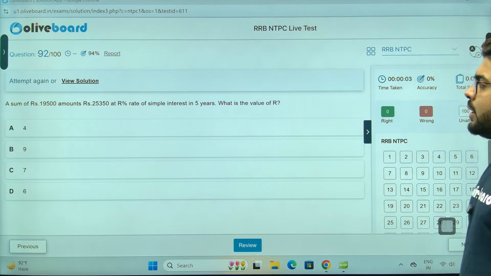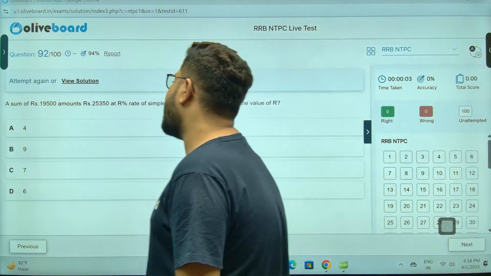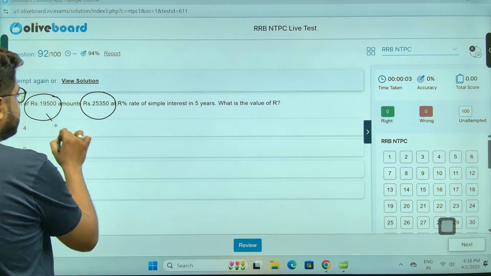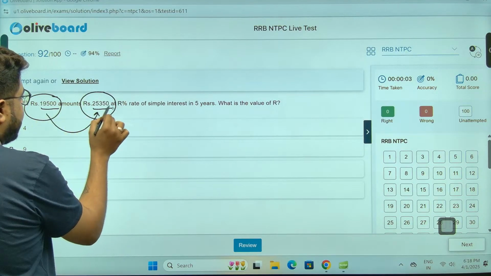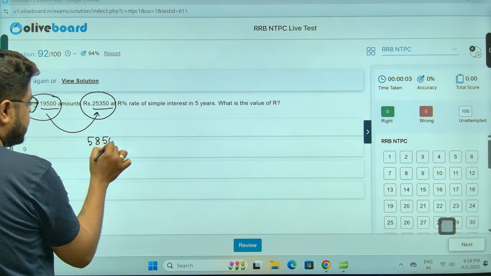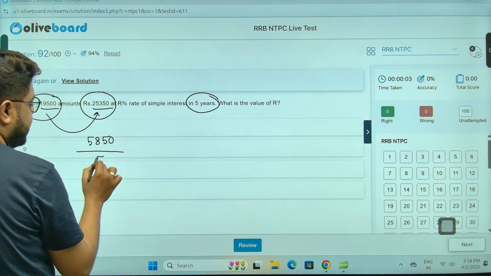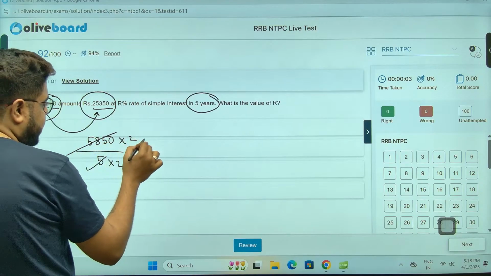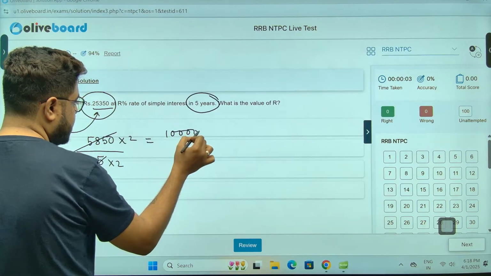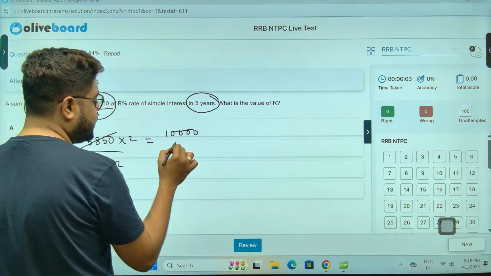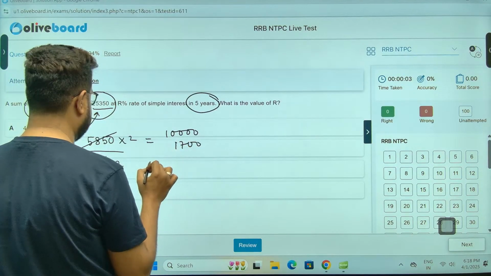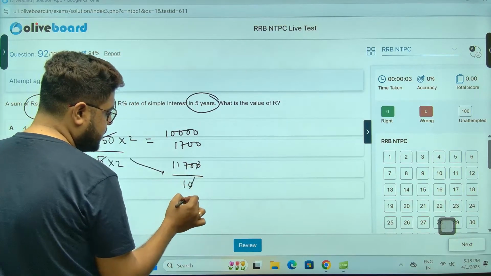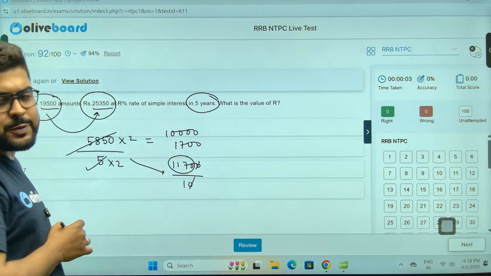So 19,500 became this. How much is this, sir? 500 and 5350, 5850 rupees interest for 5 years. 1 year interest, sir, by 5. 5,000 into 2, sir, 10,000 plus 850 into 2, 1700. So 11,700 by 10, sir. This one 0 gone. 1170 rupees per year interest.